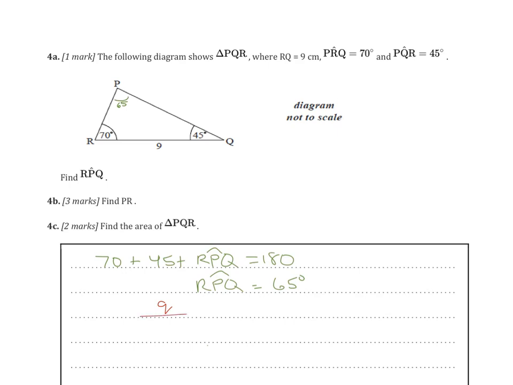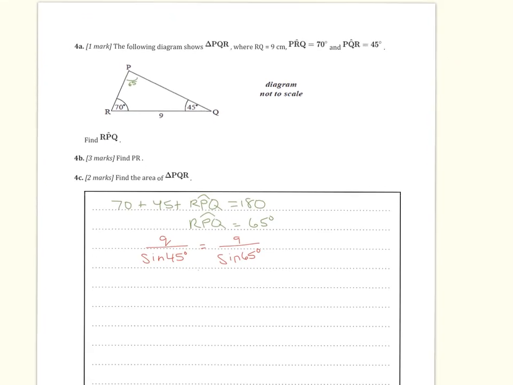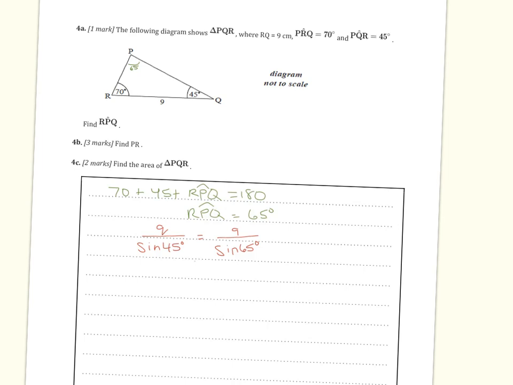Q, which is length PR, the side across from angle Q, is to sine of 45 degrees as 9 is to sine of 65 degrees. And so we can go ahead and multiply both sides by sine of 45, that's 9 sine of 45.